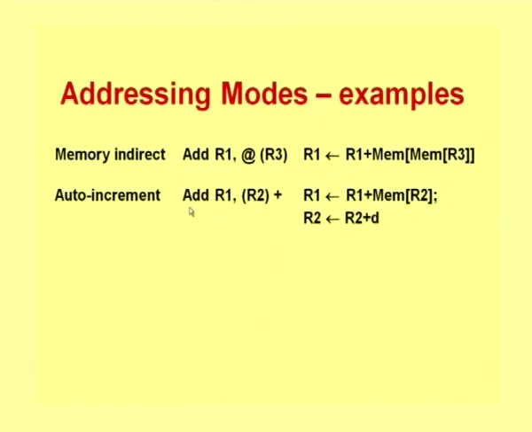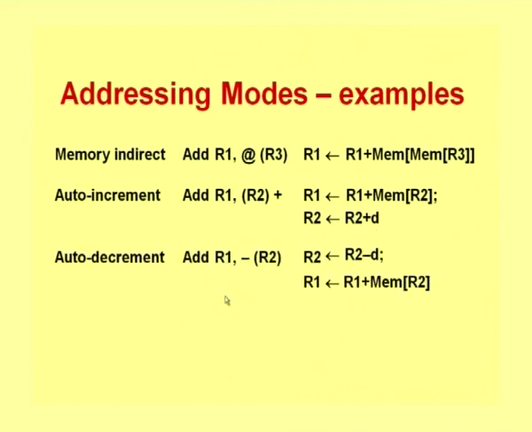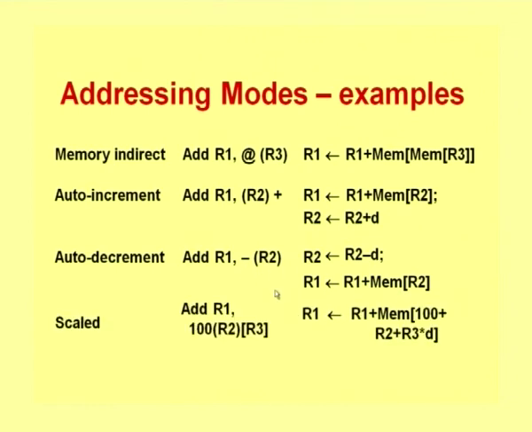You have the auto increment instruction, which is normally specified like this: add R1 comma R2 plus. So, R1 will take the value of R1 plus the memory value specified by R2, and then the R2 value will be incremented by some value D. Auto decrement similarly: add R1 comma minus R2. You will first do R2 as R2 minus D, and then we will do this address calculation using the location specified in R2.